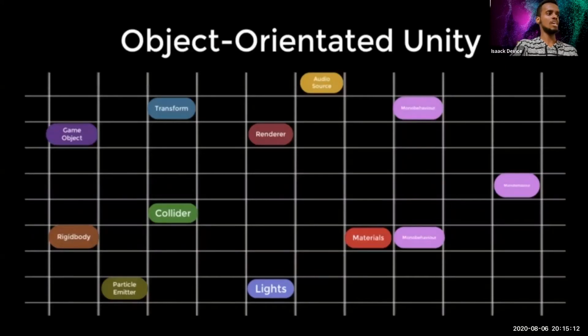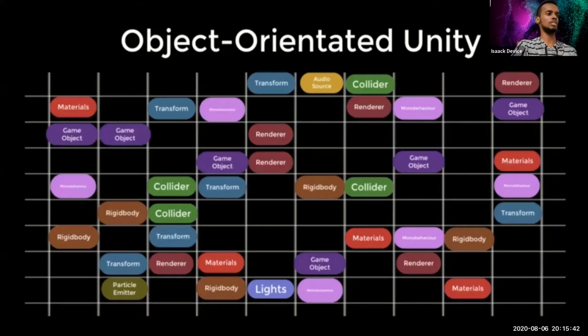Once you click on runtime, this is how things are happening in your memory. All those components you're seeing and the MonoBehaviour are scattered across the memory. So there are a lot of CPU cache misses, which gives the CPU a hard time getting the data from the memory and processing it. This is a single game object. If we have multiple game objects like this, this is how your data looks.